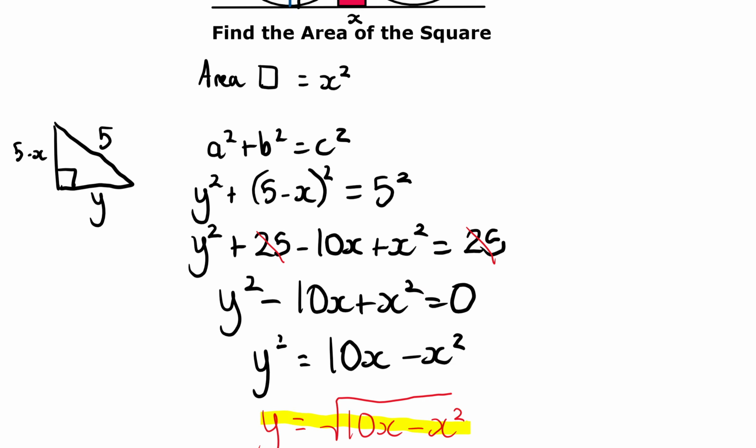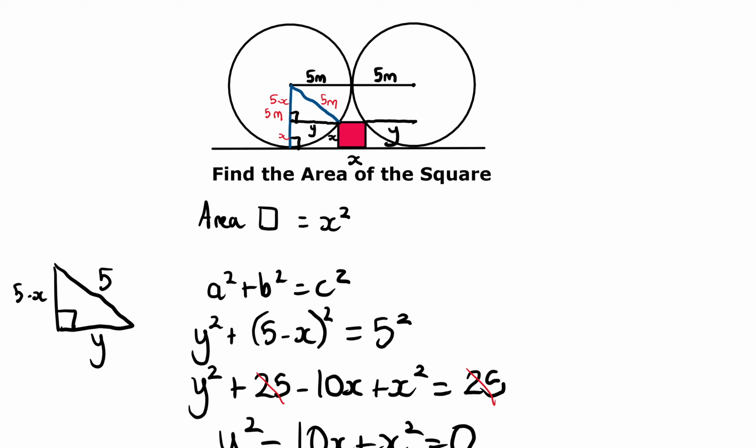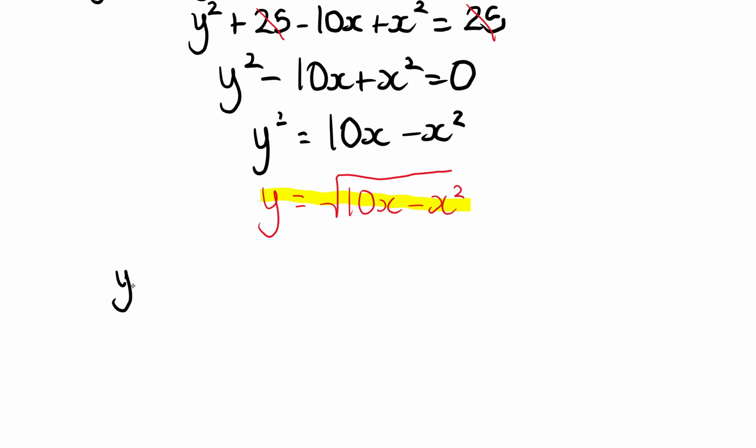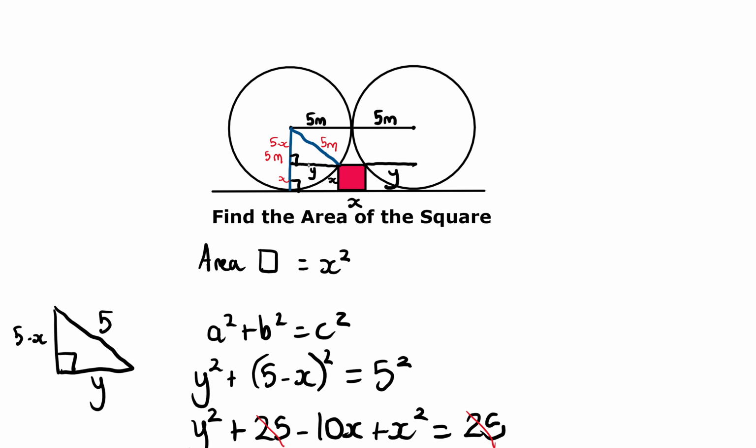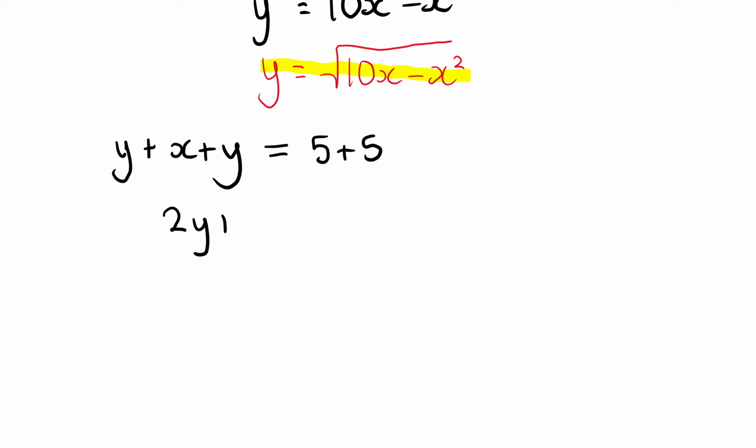So now, if we go back to our original diagram, we can actually see that if we reflect this line y onto the other side of the diagram, the length of these two radii adds up to the length of y plus the side of the square, which is x, plus another y. So we get y plus x plus y, we can see from the diagram, the bottom side of this line, is equal to 5 plus 5, the length of two radii. So 2y plus x is equal to 10.